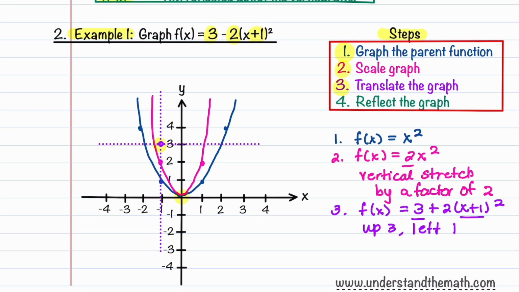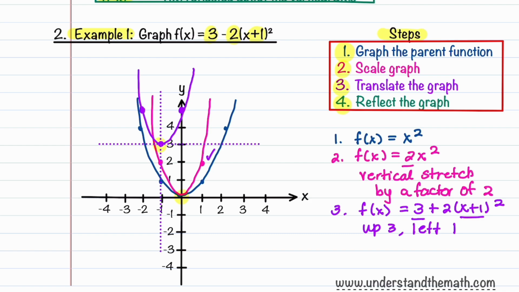To graph our function, we're going to go 1 point over to the right and up 2, just like we did with this point. And that goes through here and then here. And then we can go ahead and graph our function. Now we only have one step left, and that step is to determine if we need to reflect the graph.